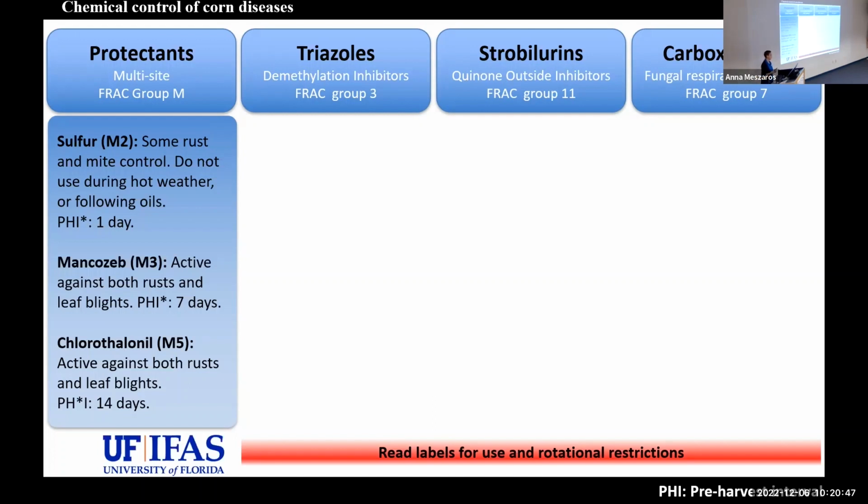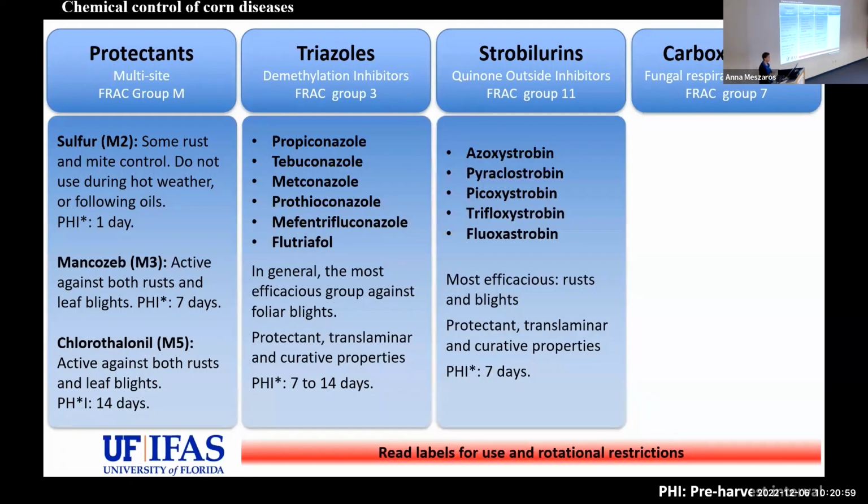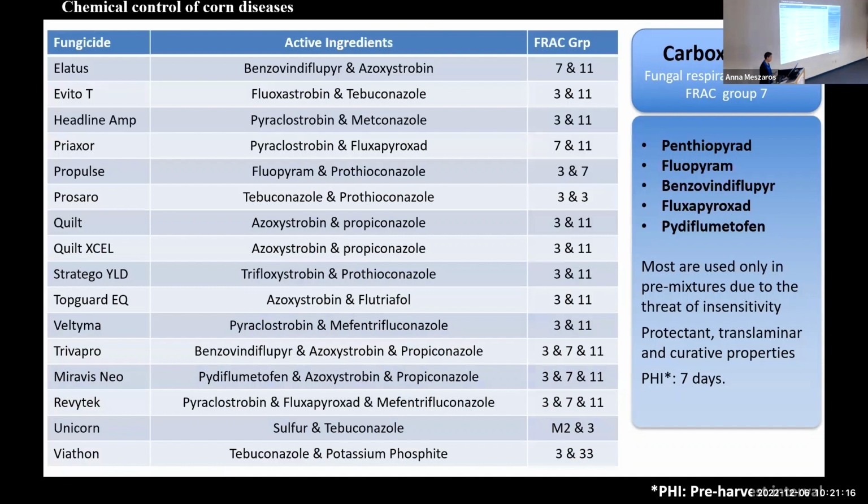In terms of systemic fungicides, the triazoles are recommended for the foliar blights that we talked about. And the strobilurins are recommended for rusts, blights, and also spots. I didn't put that here. And for the carboxamides, what Dr. Reid was recommending was actually to use pre-mixtures. He has this table that I'm not going to go through, but if you want this presentation later, Anna can make it available for you.